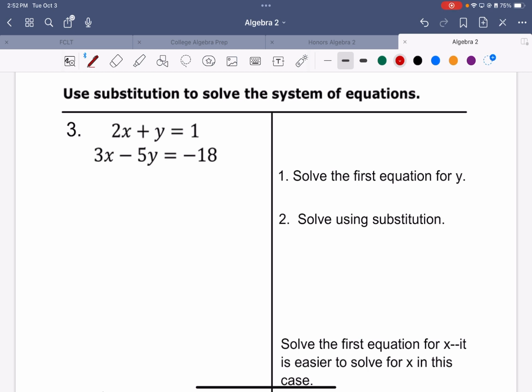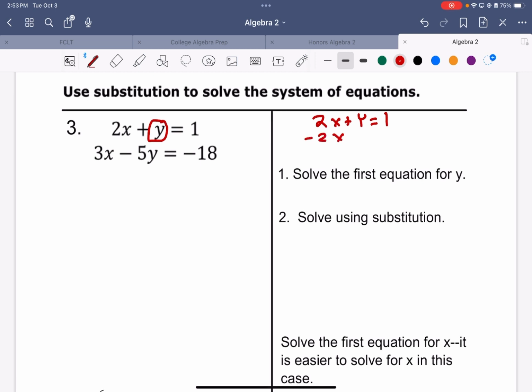And I'm picking the first equation for y because that's the only one that has y alone. Otherwise, the other one has negative 5y. Yuck, solving for that. And it has 2x's and 3x's. Yuck, solving for that. So that's the easiest thing to solve for. So I'm going to take that equation, 2x plus y equals 1, and I'm going to solve it for y. So that means I subtract 2x from both sides. Left-hand side leaves me with just y. Right-hand side leaves me with negative 2x plus 1. I can't combine those.